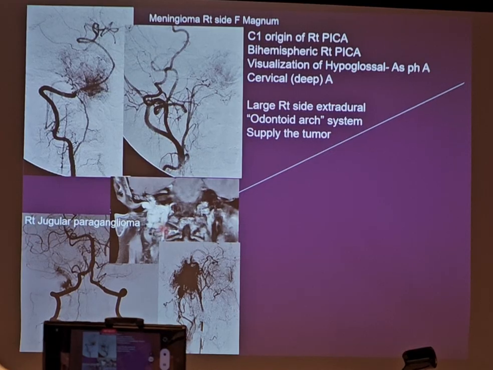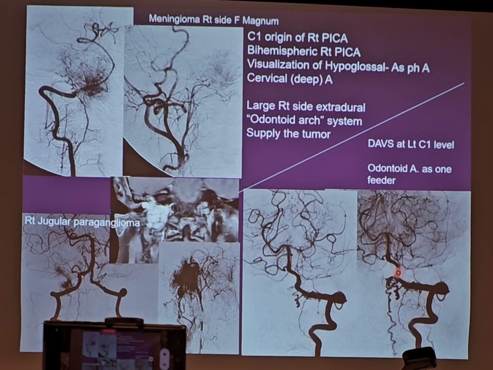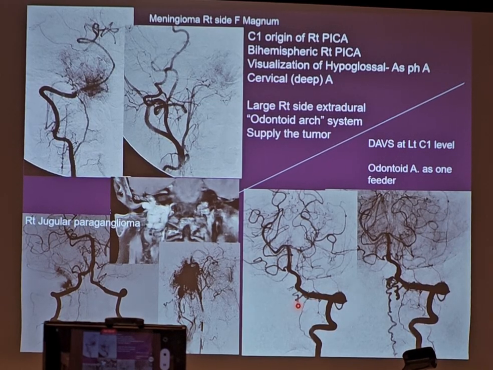Another extradural lesion, for example, the plaque and glioma of the region, you may again see the right side ipsilateral odontoid arch arterial system enlarged, and it takes part in supplying the extradural lesion. In this foramen magnum area dural fistula, you may see another contribution from the left side ipsilateral odontoid arch system that also contributes in supplying this dural shunt.